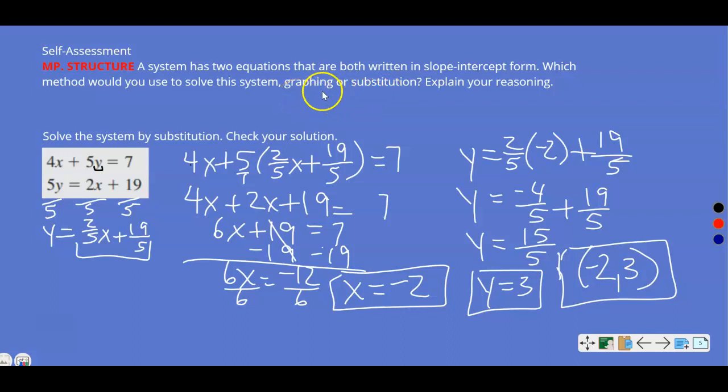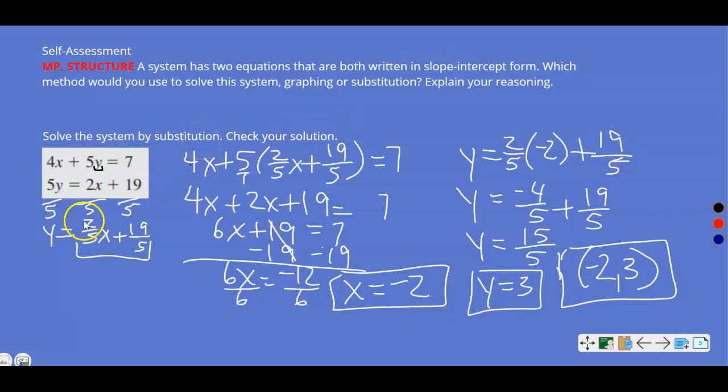There's really not a bad answer here. Now, with substitution, you will get more of an exact answer. If it's graphing, if it doesn't hit at an exact point, graphing is not always the best answer if you have to round it. But it doesn't say what type of equations, it just says slope-intercept form. So there you go.